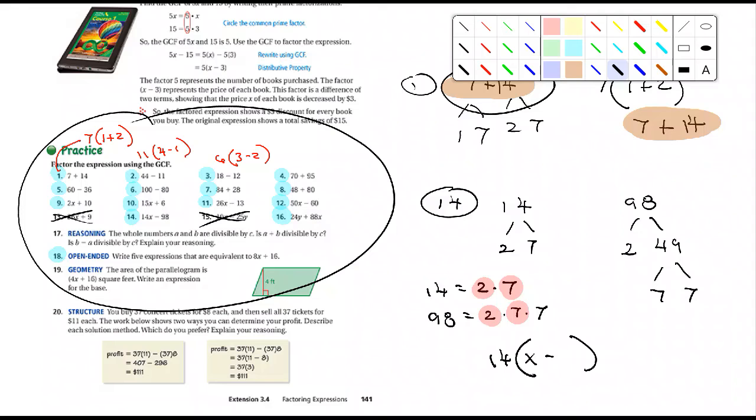Minus, well, what times 14 equals 98? 7. There you go. So I did number 14 for you. It's going to be 14, and then in parentheses, x minus 7. So you figure out the greatest common factor, and then that goes on the outside of the parentheses, and then you just figure out what you have to multiply that by to get the expression that they gave you.